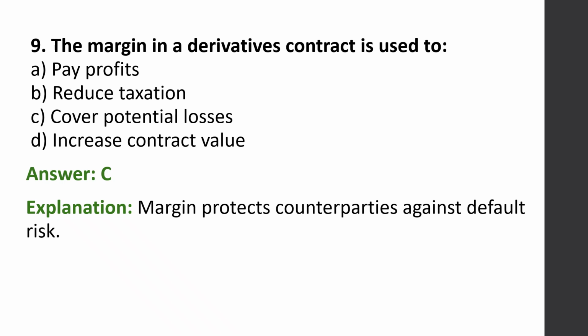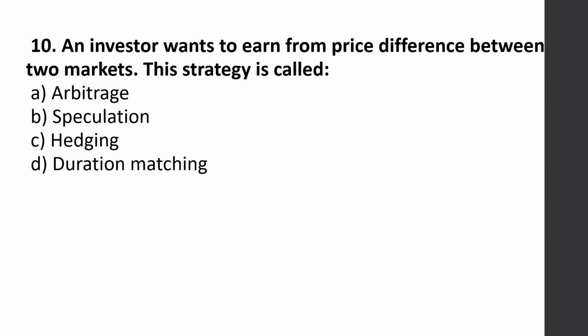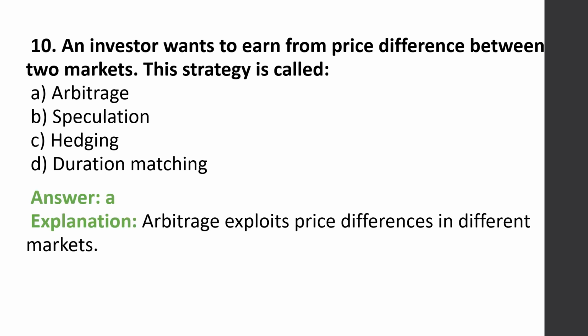Next question. An investor wants to earn from price difference between two markets. This strategy is called option A arbitrage, option B speculation, option C hedging and option D duration matching. Correct answer is option A arbitrage. It exploits price differences in different markets.